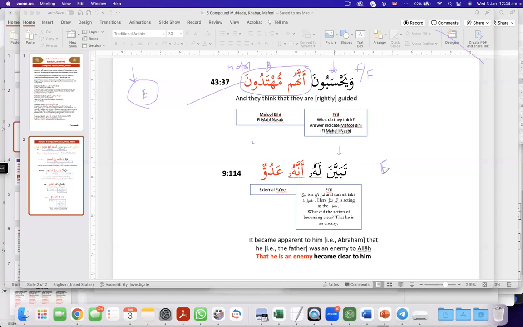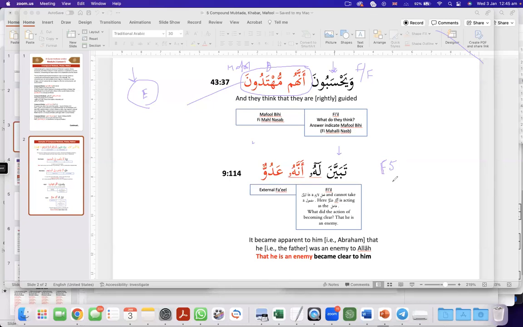Bayyana is okay, to describe is fine, but tabayyana is a different form. Form 6? Form 5. To become clear, to become apparent, okay? It became clear. Tabayyana, form 5. Now, understand the meaning. Tabayyana lahu: it became clear to him.